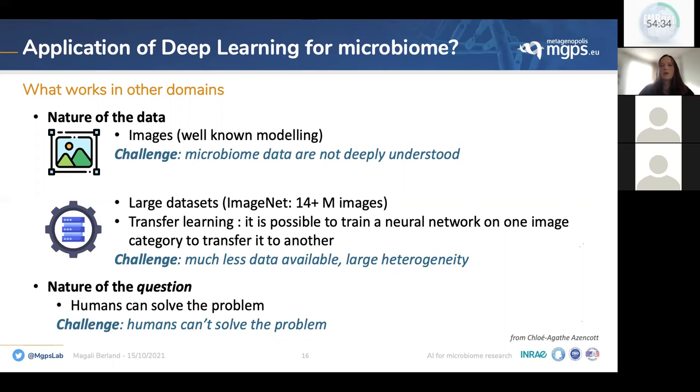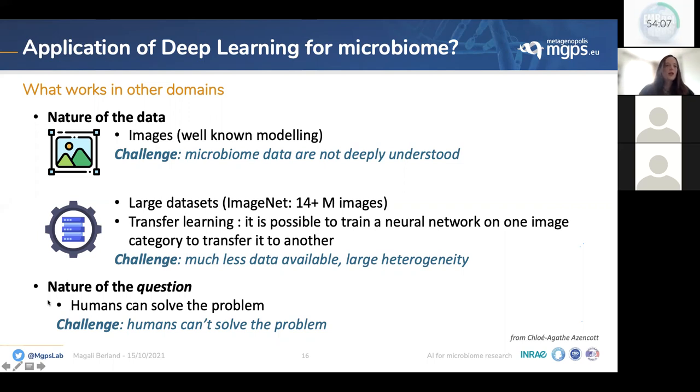For example, you train a neural network to recognize a dog, and after that you just have to change the last two or three layers to use the same algorithm and recognize a cat instead of a dog. So with microbiome data, we have much less data available and higher heterogeneity. And the last difference is the nature of the question.